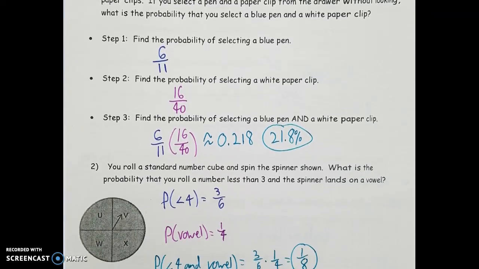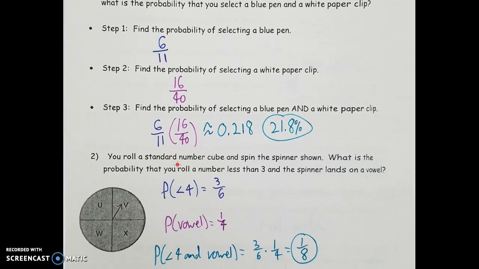So next type, same question. We roll a standard number cube and spin the spinner shown. We want the probability that I roll a number less than 4 and the spinner lands on a vowel. So again, if they're independent events, and they should be because whatever number I roll shouldn't affect how I spin the spinner, so those are independent, I take the two probabilities and multiply them together.